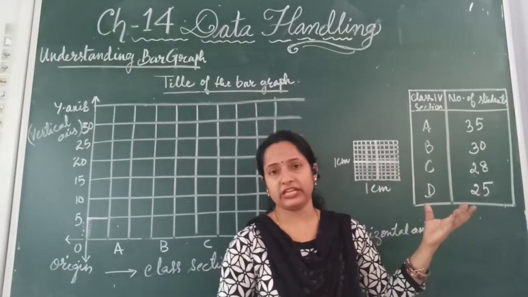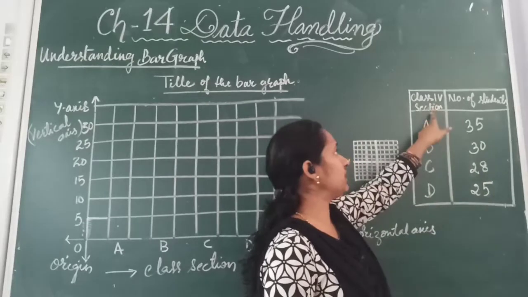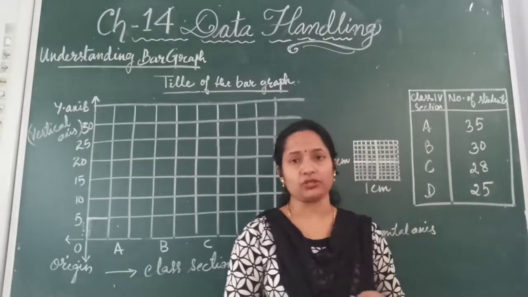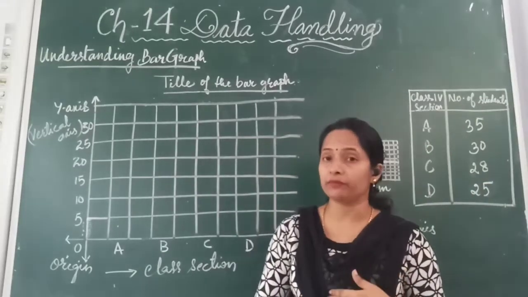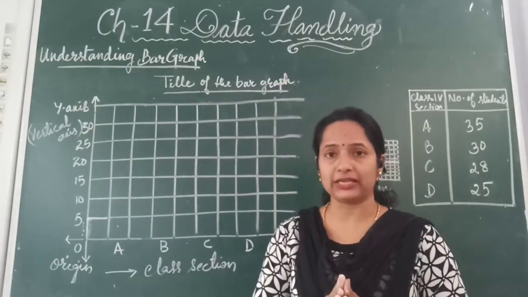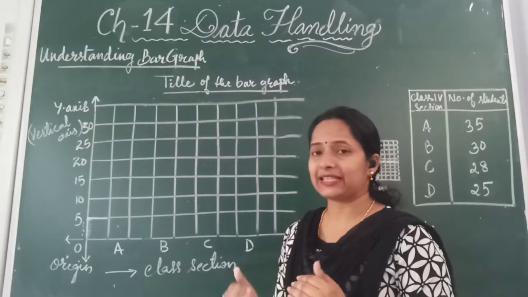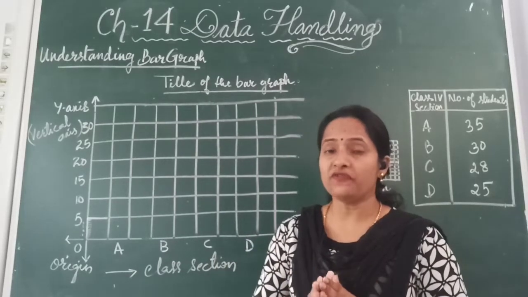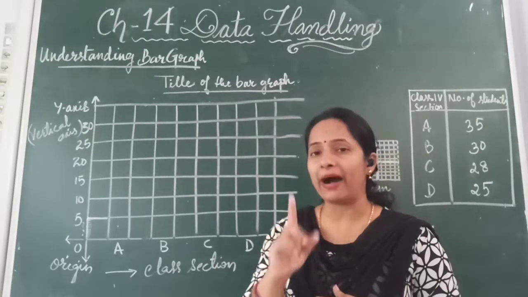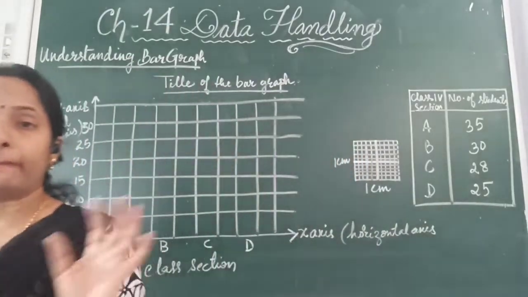Now, this tabulated data will have two types of information. Like here in this tabulated data, we have the information about the sections of class 4 and the number of students in each section. So, we have two different kinds of data. It is up to you which information you take along the x-axis and which along the y-axis. You can take either one along the x-axis or y-axis. Now, the data will always be represented in the form of bars in a bar graph.